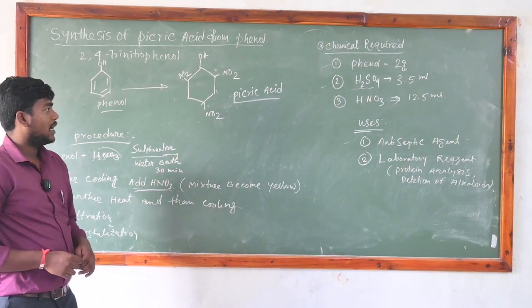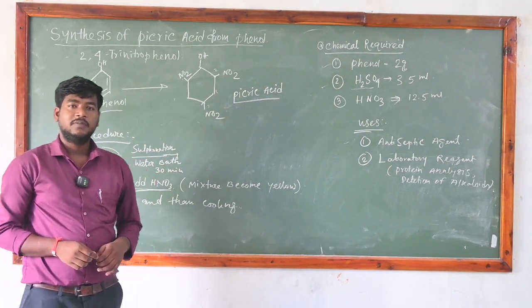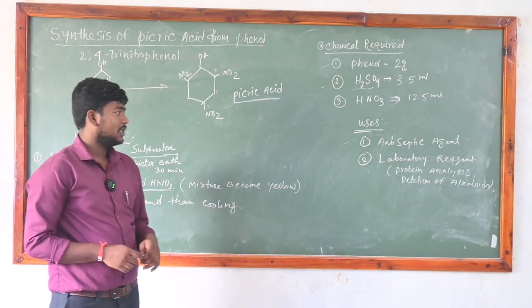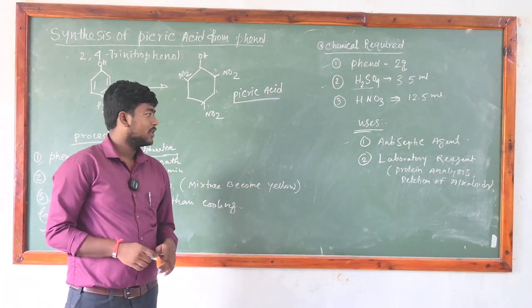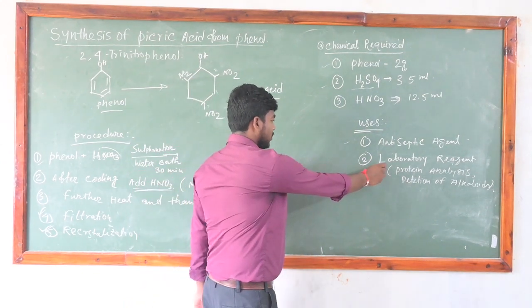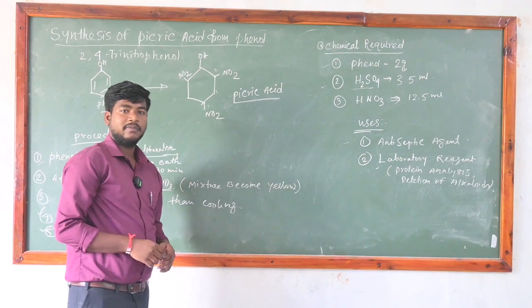As we discussed earlier, picric acid is a very useful chemical. It is basically used as an explosive, and in pharmacy it is used as an antiseptic agent, or sometimes as a laboratory reagent, for example for protein analysis or for the identification of alkaloids.